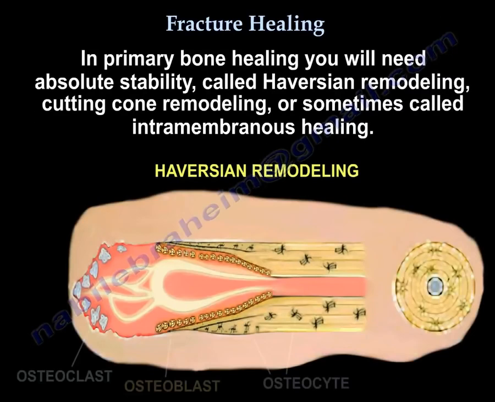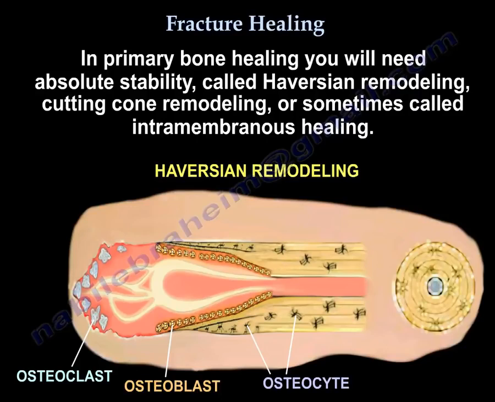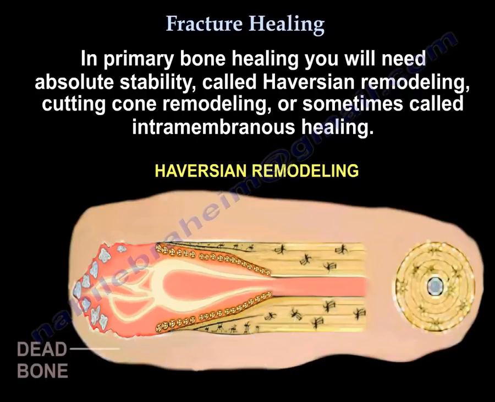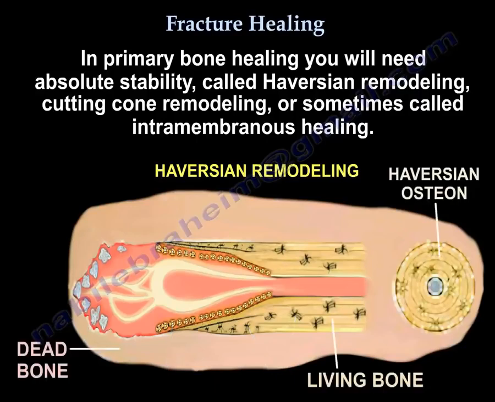In primary bone healing, you will need absolute stability. It's called Haversian remodeling or cutting cone remodeling. Sometimes it's called intramembranous healing.